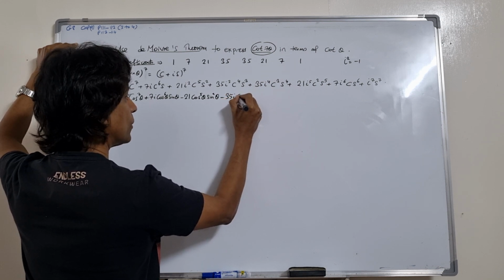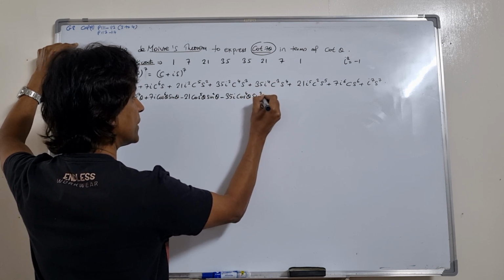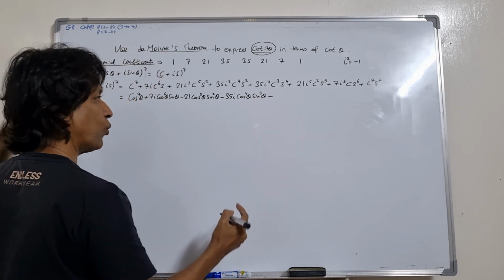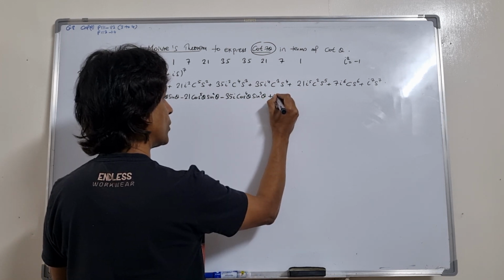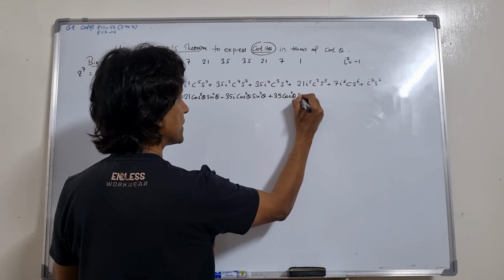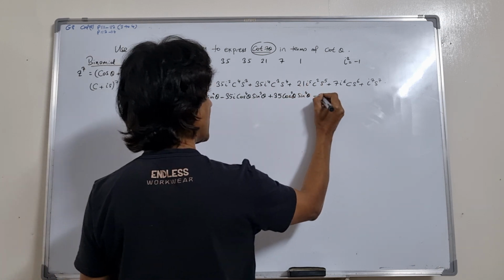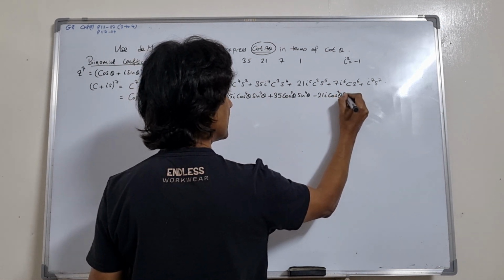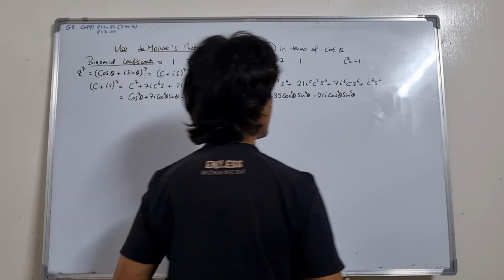35i cos to the power of 4 theta sin cubed theta, plus, now i to the power 4 is basically 1, because i squared is -1, so i squared times i squared is -1 times -1, which is +1, so +1 times 35 cos cubed theta sin to the power 4 theta. This becomes minus, since i to the power 5 is i, so minus 21i cos squared theta sin to the power 5 theta. Then 7 times i to the power 6.